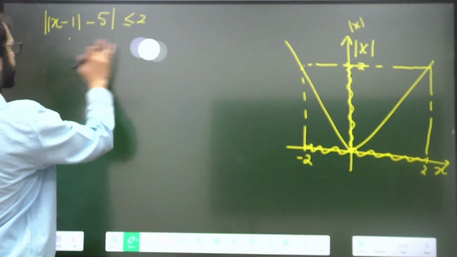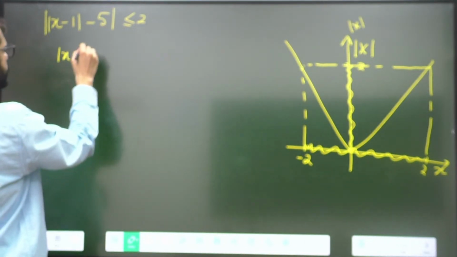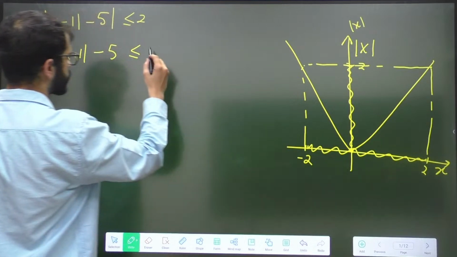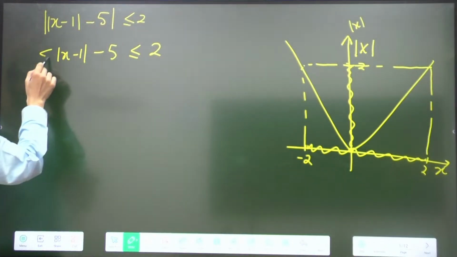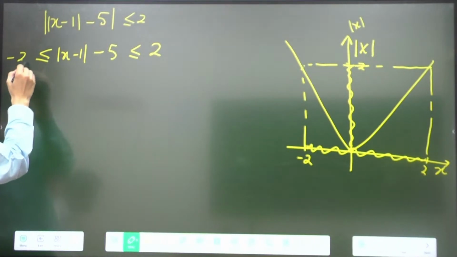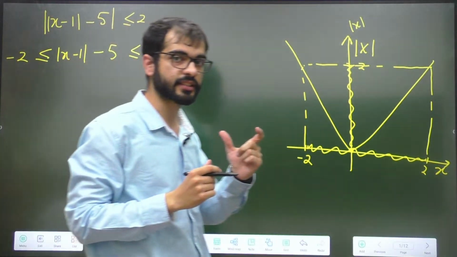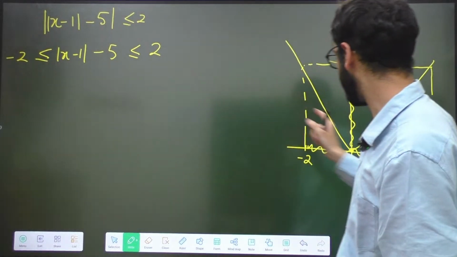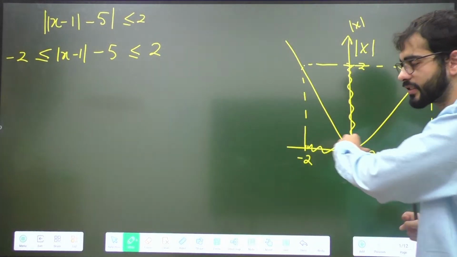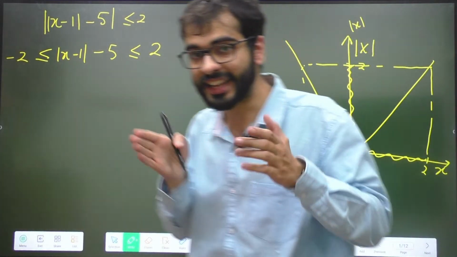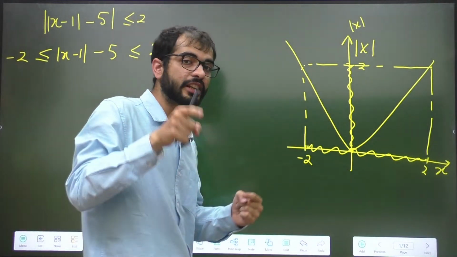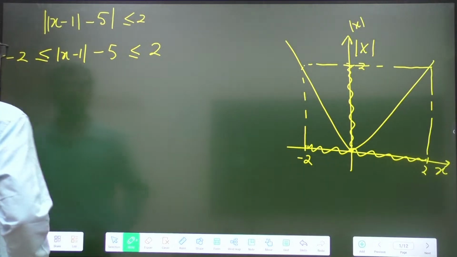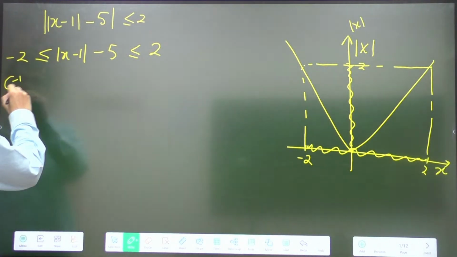So we can write it as modulus of x minus 1 minus 5 lies between 2 and minus 2. So it has to be less than or equal to 2. At the same time, it has to be greater than or equal to minus 2. These two conditions are necessary and sufficient because the value of this expression should lie between the point x equals 2 and the point x equals minus 2. When the value lies between these two extremities, only then the modulus of that value would be less than or equal to 2. Let's proceed with the question. I'll write condition number 1 over here.